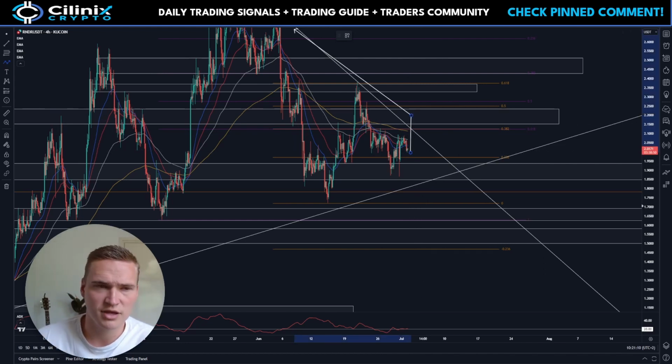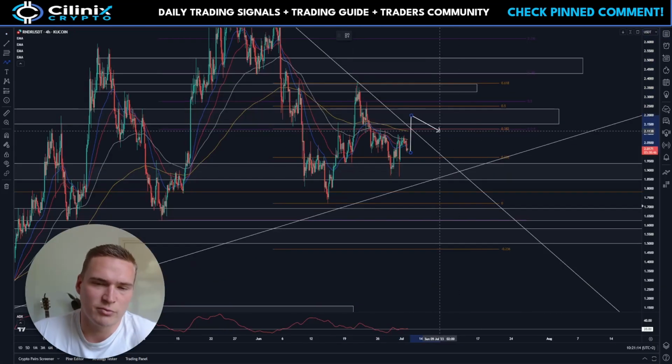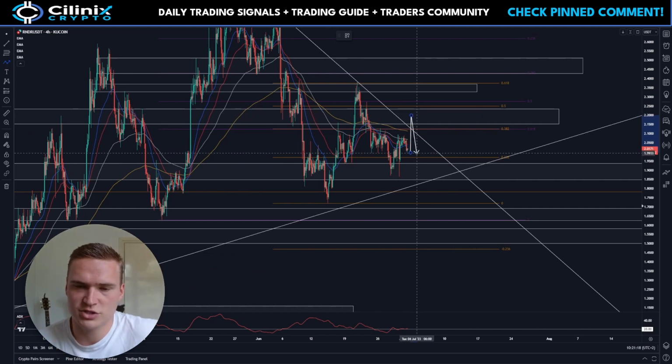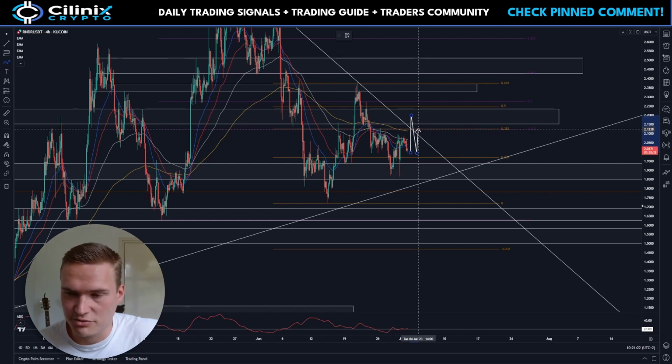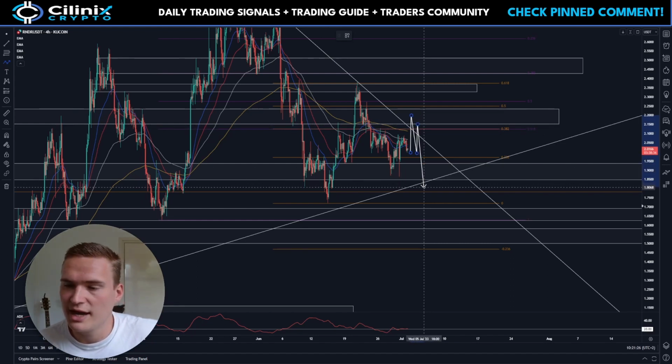It's a possibility. If Bitcoin breaks above 31,400, for example, Render could then also break above 2.2, but that's not what I expect on the short term. I think it's more likely we'll get a spike, then a bearish breakout through 2.15, bearish break retest, and a drop down to this level right here at 1.8.